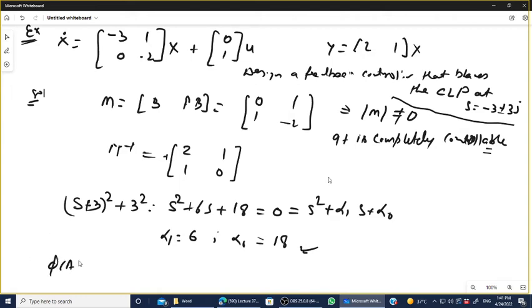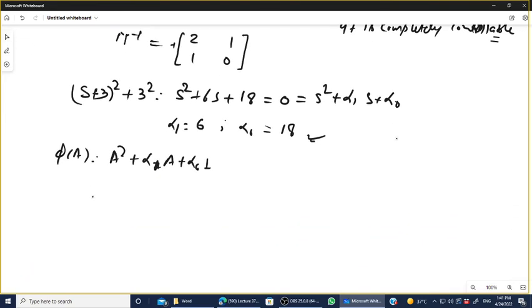Next is phi A. Since it is a second order system, phi A is A square plus alpha 1 A plus alpha naught I. This is the characteristic equation. A is given as [minus 3 1; 0 minus 2]. Based on this value, you can find A square, which will come as [9 minus 5; 0 4].